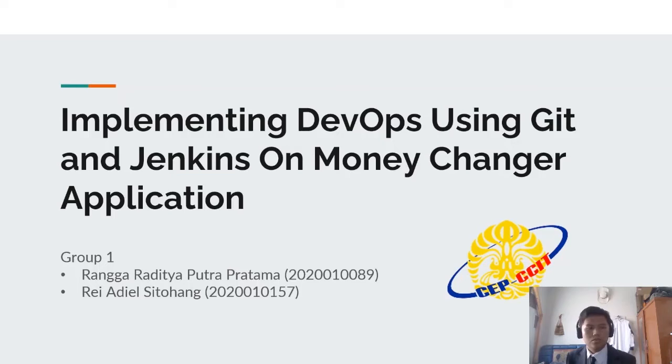Let me introduce our team. We are from Group 1. My name is Rangga Raditya Putra Pratama and my group friend Ray Adil Sitohang. Today we will explain about implementing DevOps using Git and Jenkins on Money Changer application.